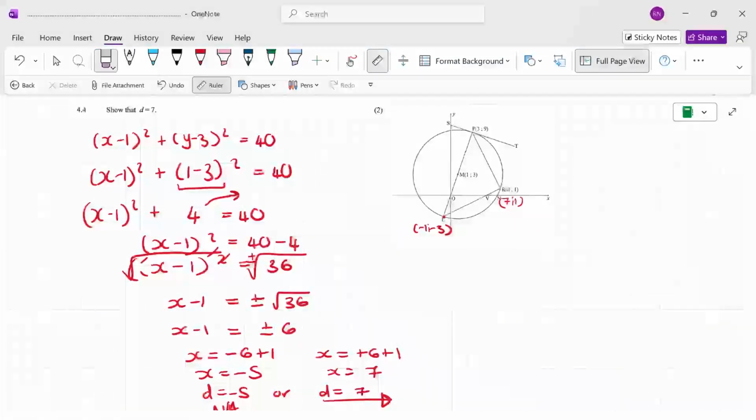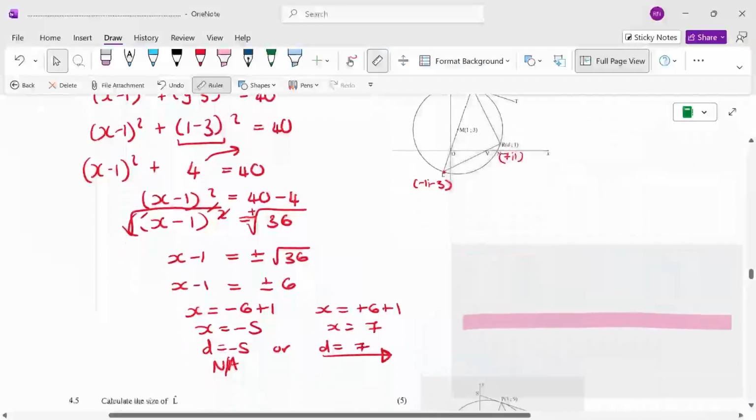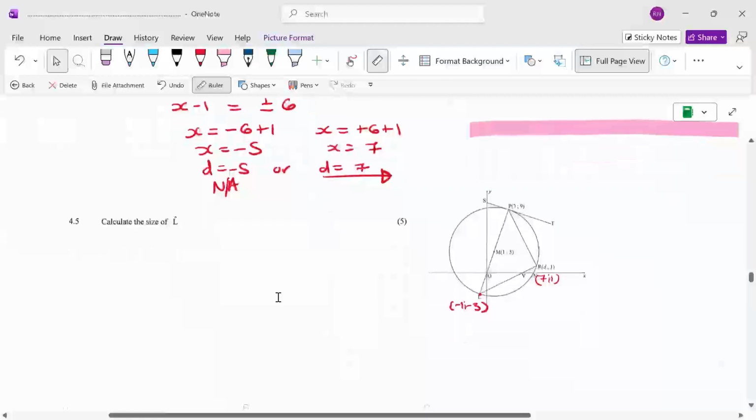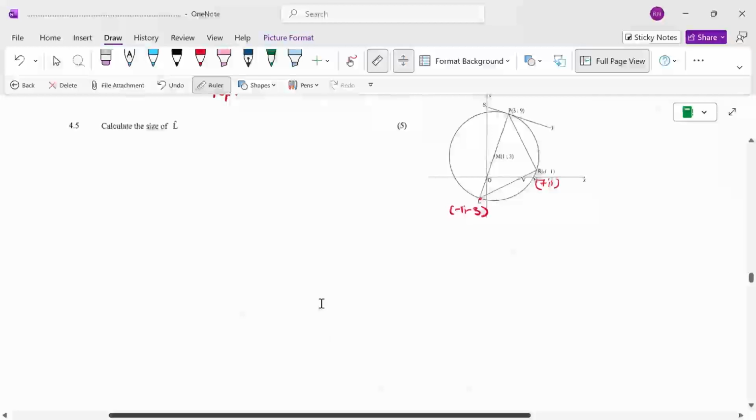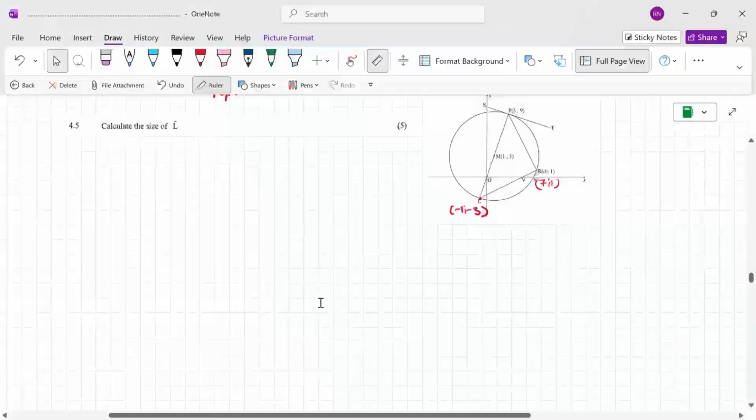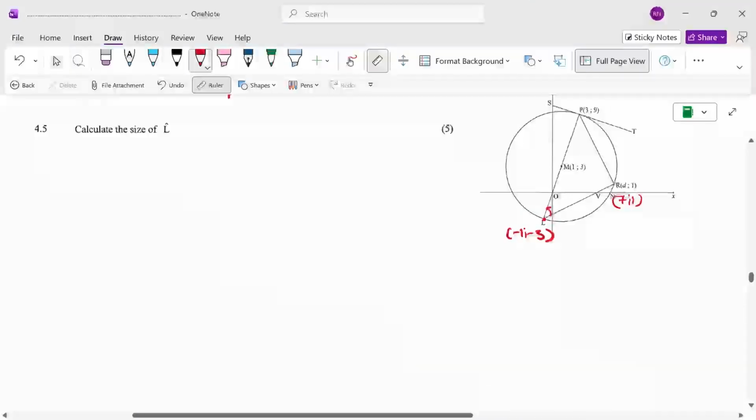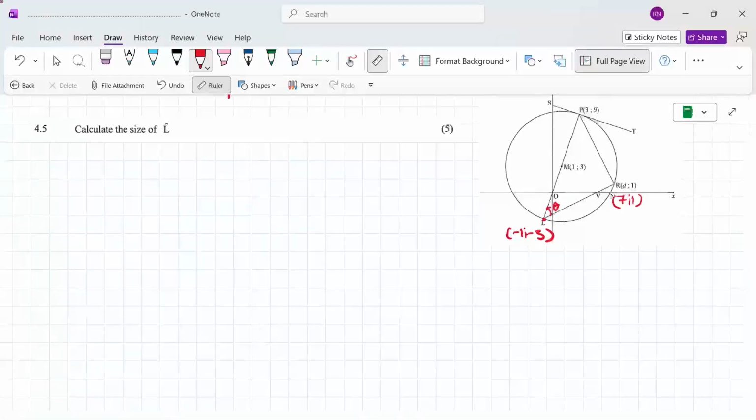Okay. And then our last question would be, oh no, second last question. Second last question is show the size of L. So now we are looking at this diagram, and we're asked to find the angle L, which is this angle over here, that angle inside this triangle that's inside the circle, right? We're asked for this, let's say this is theta, right?